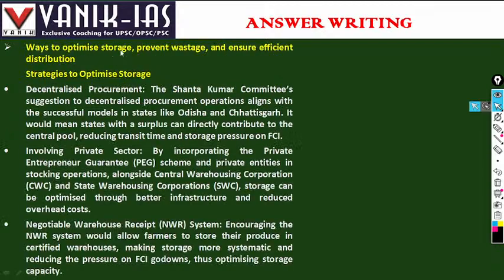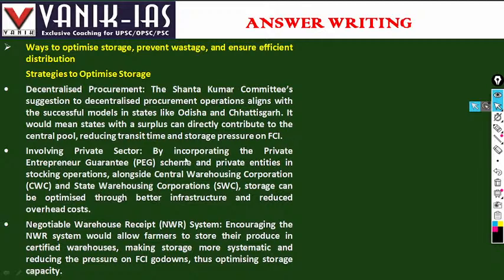Ways to optimize storage, prevent wastage and ensure efficient distribution. Decentralized procurement: the Shanta Kumar committee suggested decentralizing procurement operations, aligned with the successful model in states like Odisha and Chhattisgarh. It would mean states with a surplus can directly contribute to the central pool, reducing transit time and storage pressure on the FCI.